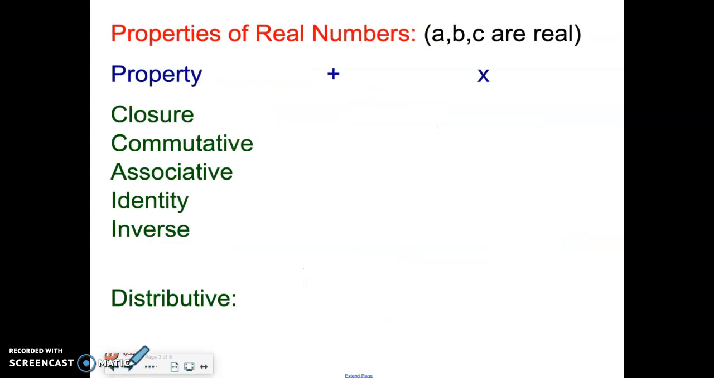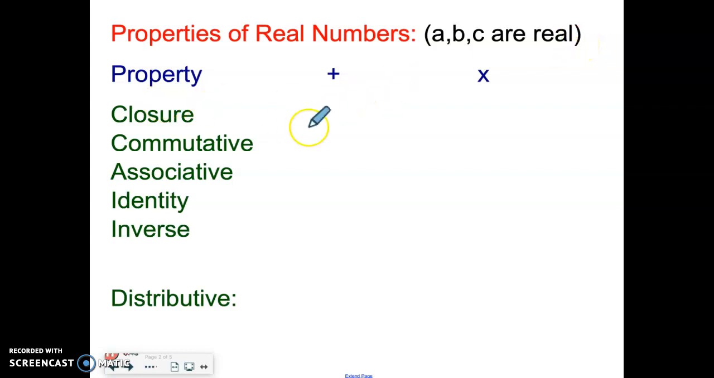Let's take a look at some of the properties that we talk about and how we describe them algebraically. So closure is the first property we're going to talk about. And we're going to talk about numbers A, B, and C, and they are real numbers. So all of these properties are for real numbers. Real meaning they're not imaginary.